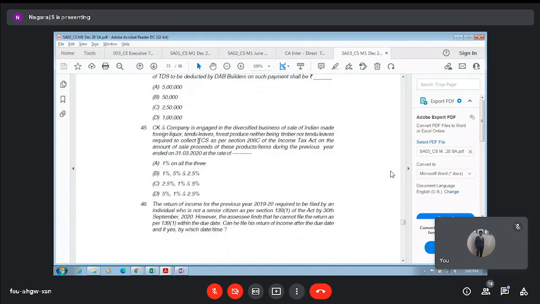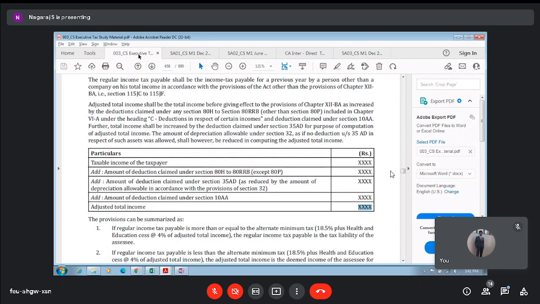It is related to TCS. We will see. CK and company is engaged in the diversified business of sale of Indian made foreign liquor, tendu leaves, forest produce, neither being timber nor tendu leaves, required to collect TDS. If you have seen the TDS chapter, they have given the list.